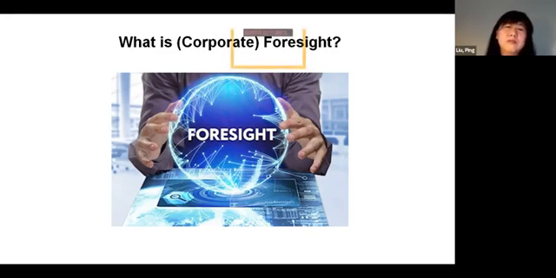So you may have heard of foresight under other names like strategic foresight, future studies, future research, or corporate foresight. Corporate foresight is to create the vision about possible futures with the trends and weak signals, and then translate these visions into strategies and trigger managerial actions.